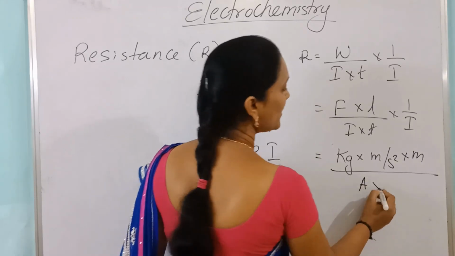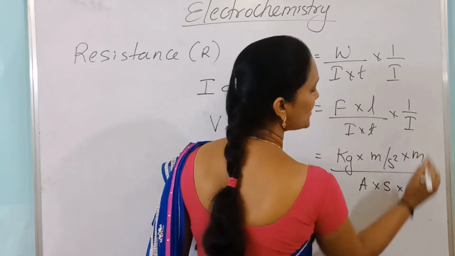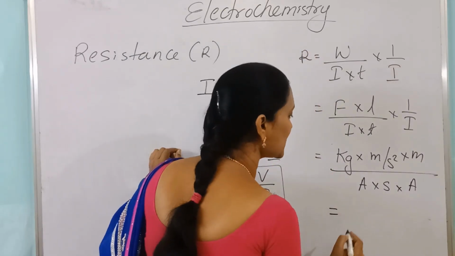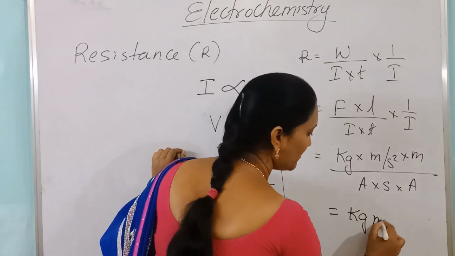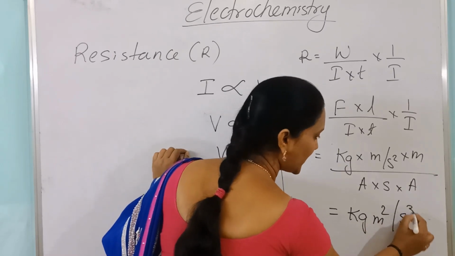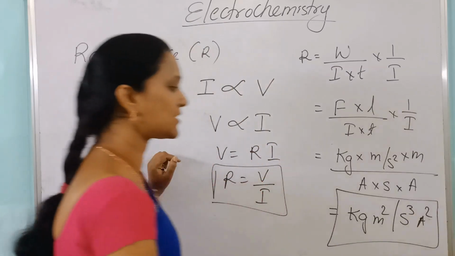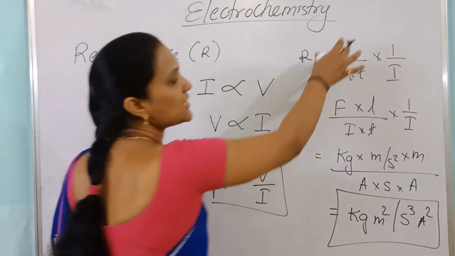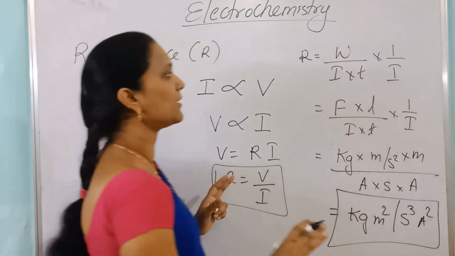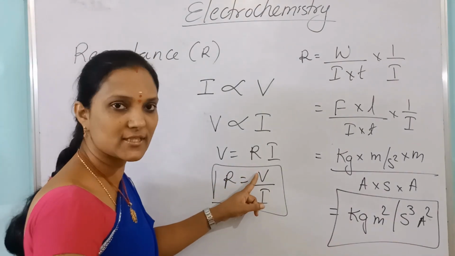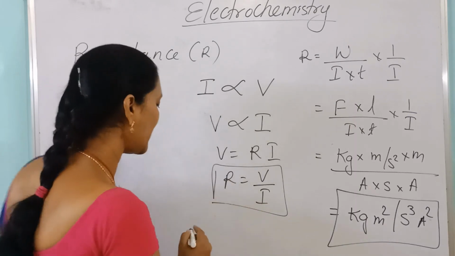This is ampere and this is second. This is also ampere current. So ampere square. What are the units of this resistance? Kg meter square per second cube ampere square. These are the units of resistance, from work done, work per unit charge. Or instead of that, directly we can take volts by ampere. Volts by ampere.